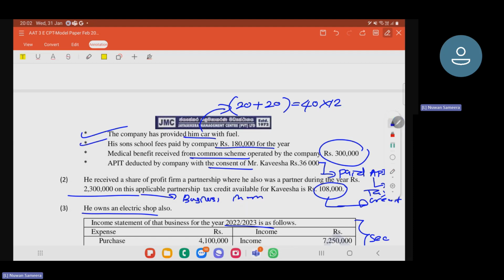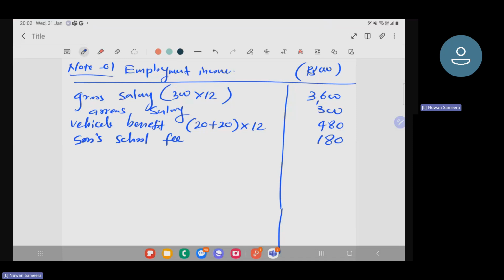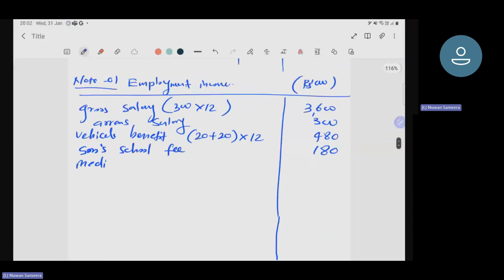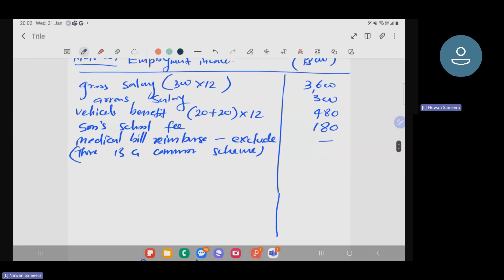Then the son's school fee that is paid by the company is a benefit, therefore that should be taken as employment income. Then the other one, as I remember, the medical bill reimbursement. That should be excluded. The reason is there is a common scheme. The reason should be written down. Otherwise, you will not receive the particular marks.